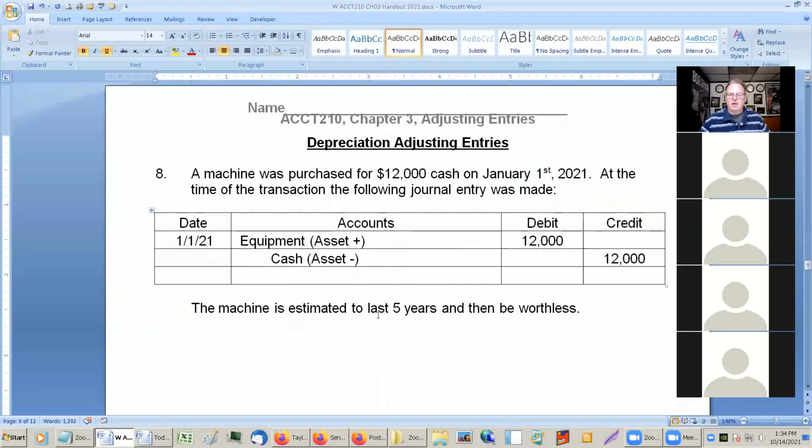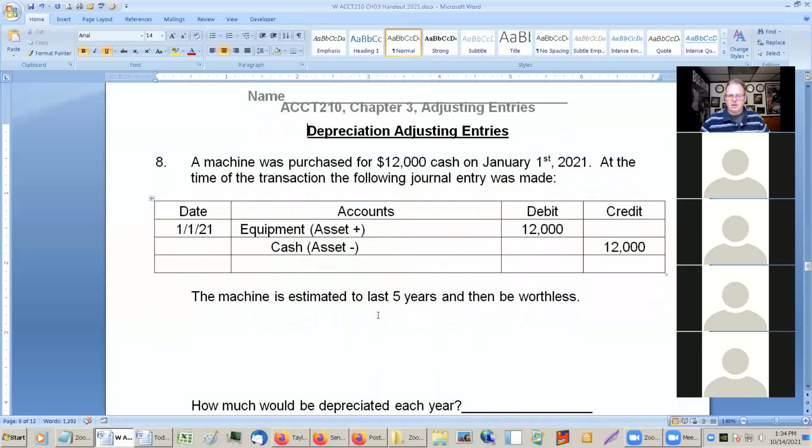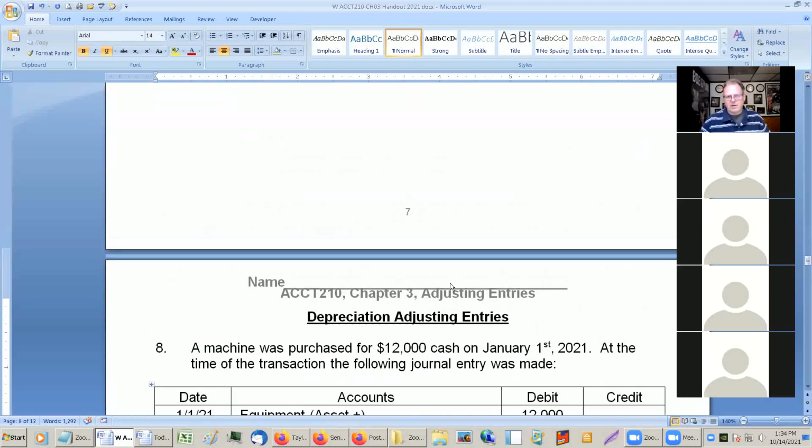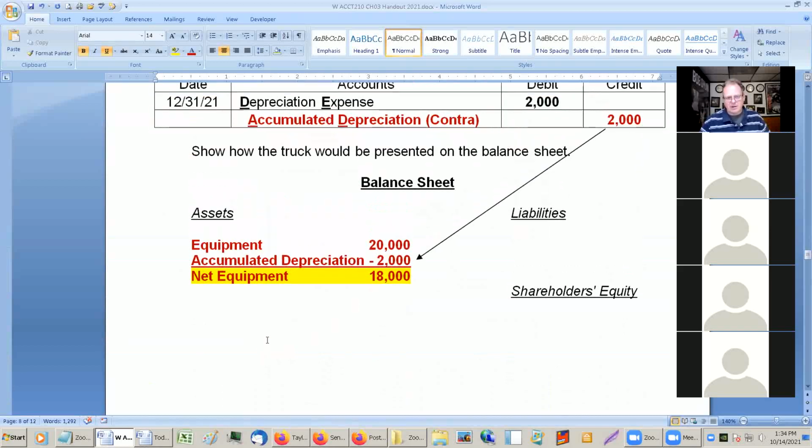Let's go ahead and save this one. I'm going to talk about the accumulated depreciation account and why we use it. We'll do the other one next class. So this is just kind of an informational thing.